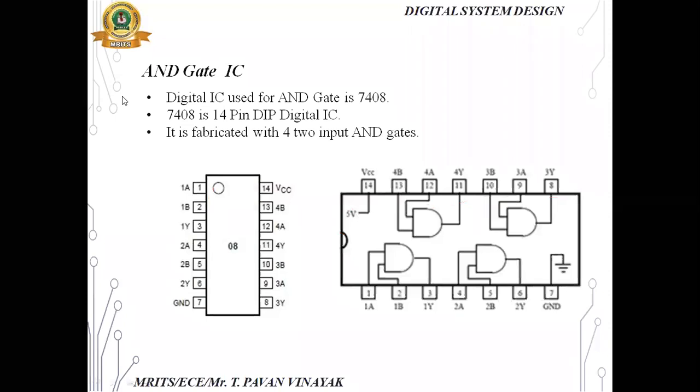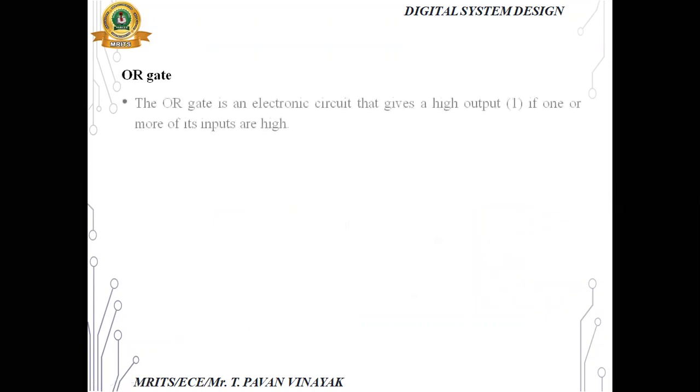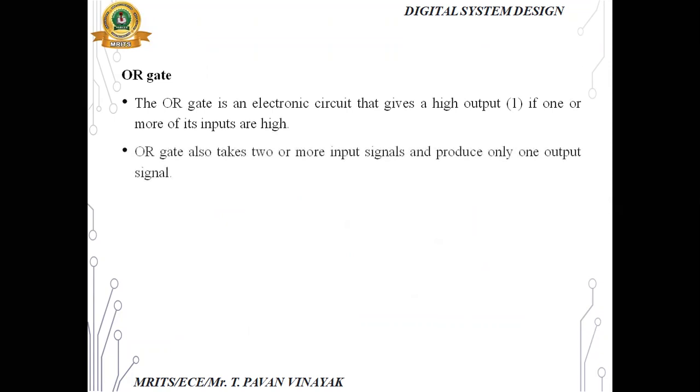Next, OR gate. OR gate performs the OR operation, which means if any one of the inputs is 1, the output is 1. The OR gate can also take 2 or more inputs and a single output. This is the symbol of the OR gate.